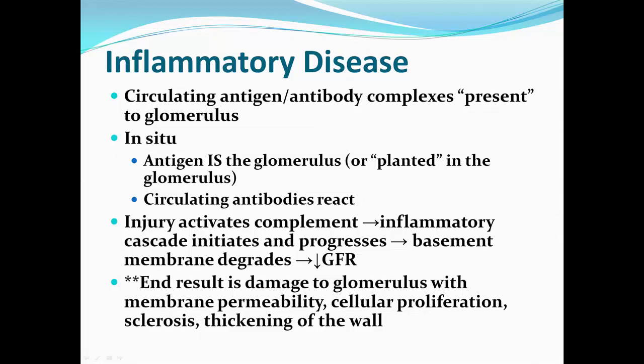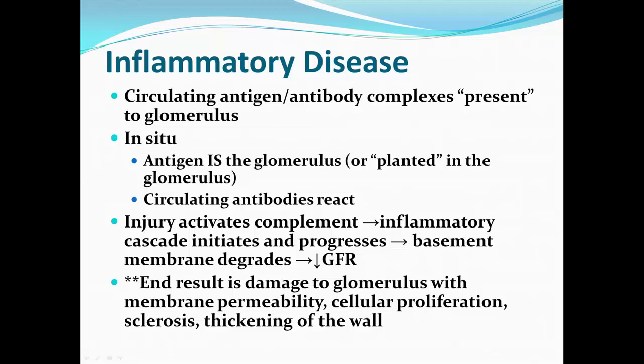In an in situ inflammatory disease, the antigen is the glomerulus, or the antigen has already been planted in the glomerulus itself. So think of it as the antigen is just sitting there in the glomerulus. Either it got stuck, it was placed there by the circulation, or the body sees the glomerulus itself as the antigen. Then circulating antibodies that are already present in the body react with that antigen. Those circulating antibodies come in contact with the antigen that is placed in the glomerulus, or that is the glomerulus.